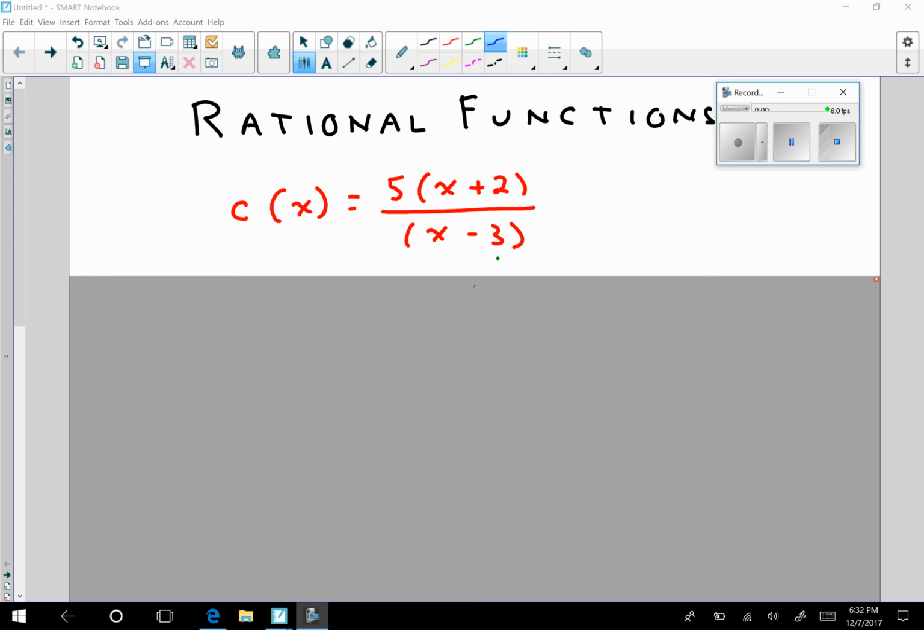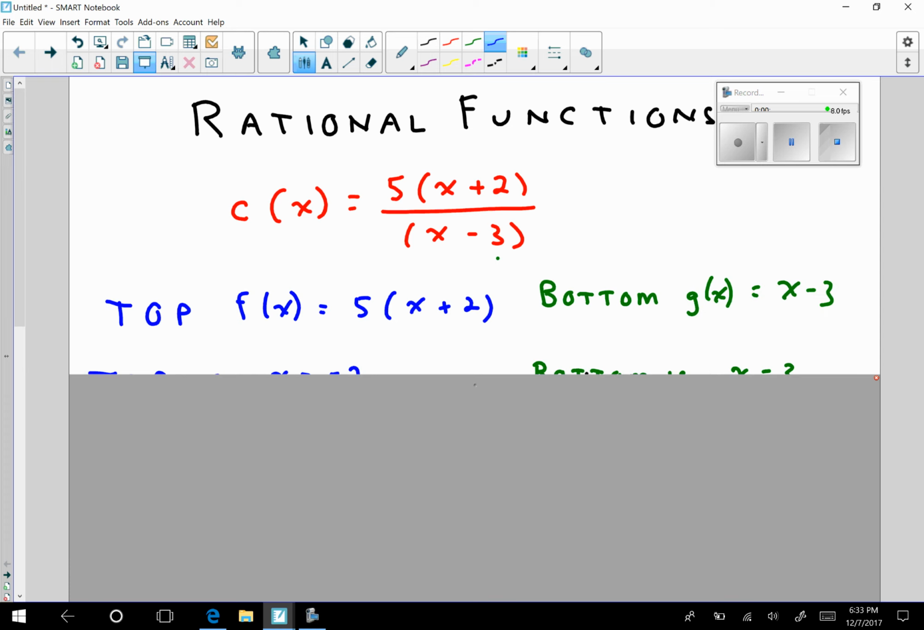The first function we're going to talk about is this rational function, which is 5 times x plus 2 over x minus 3. Keep in mind that a rational function is a quotient of two polynomials. It is a polynomial divided by a polynomial. Here we have a linear polynomial divided by a linear polynomial.